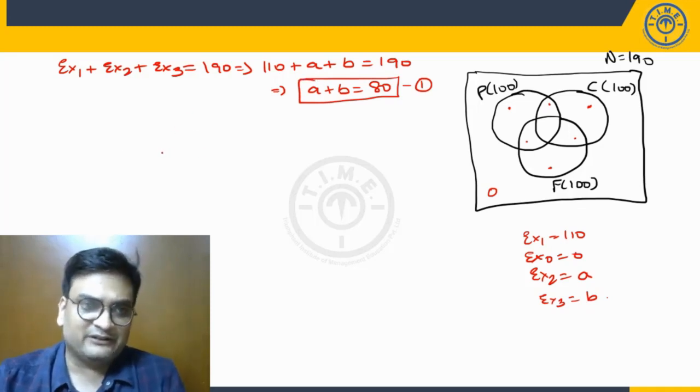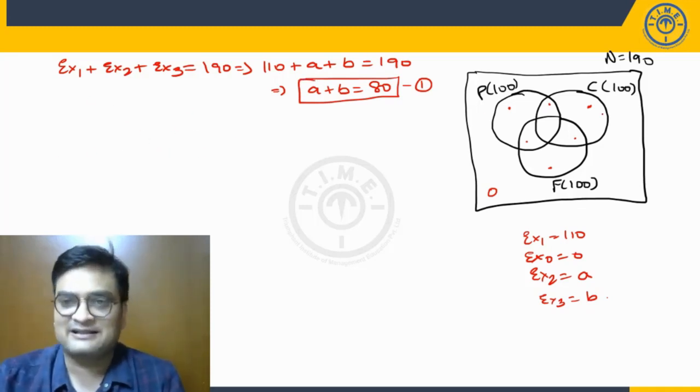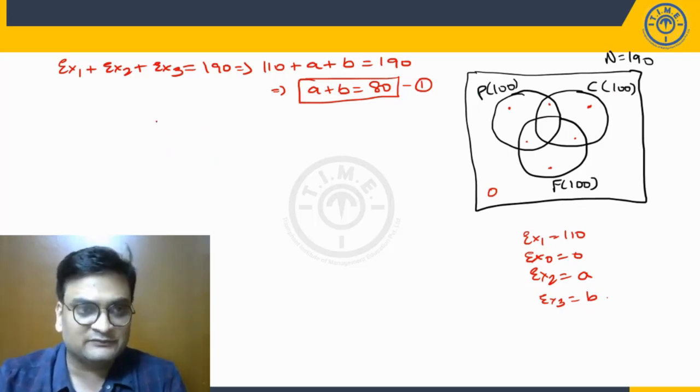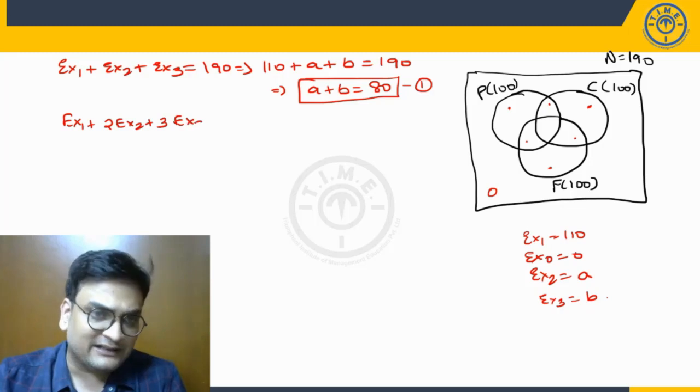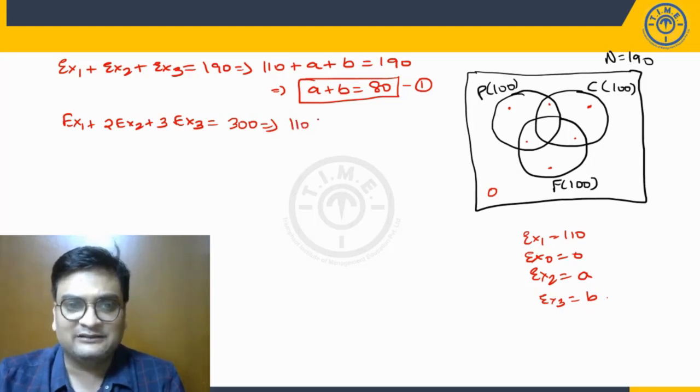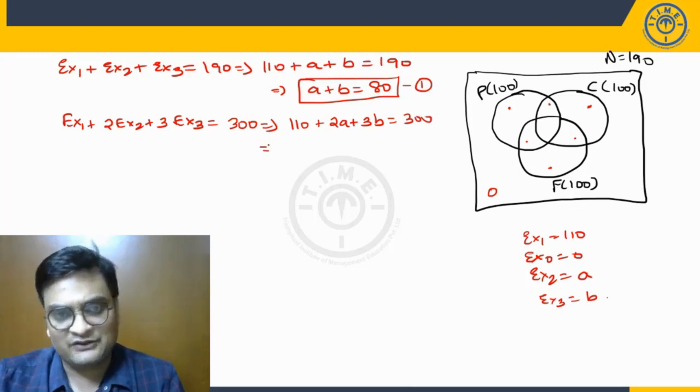1. One more equation that we can write down here is sum of the sets. So Pepsi plus Cola plus Fanta, 300, will be equal to exactly 1 one time, exactly 2 two times, exactly 3 three times. That's the formula. Is sum of the sets, which is 300. This will give us 110 plus 2a plus 3b is 300. So when you solve this, 2a plus 3b, you get as 190.